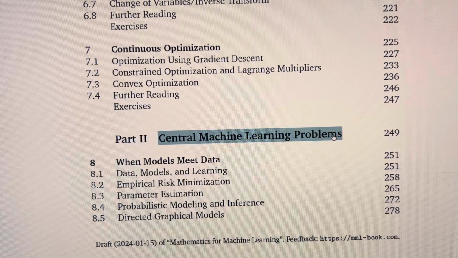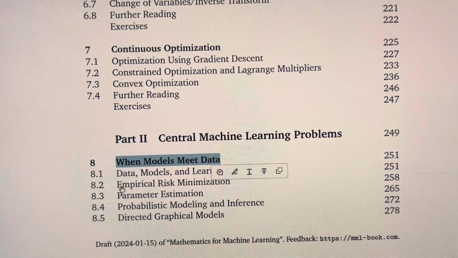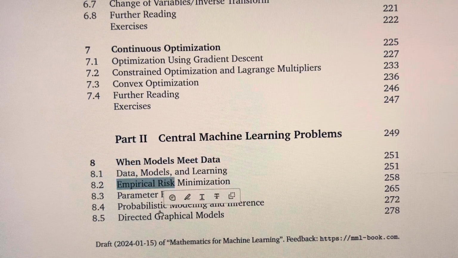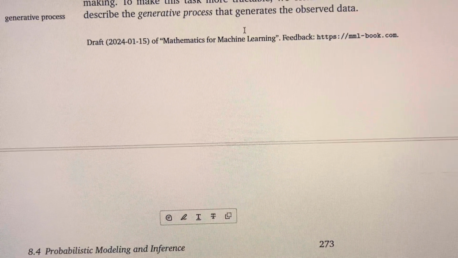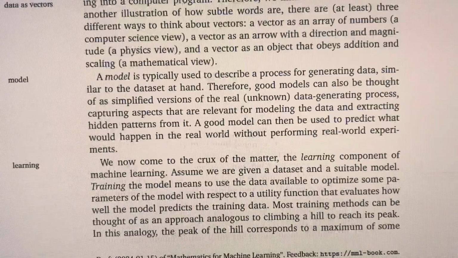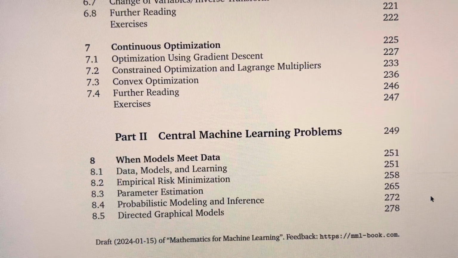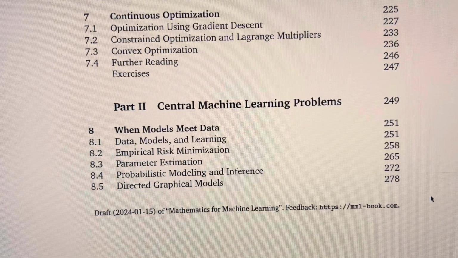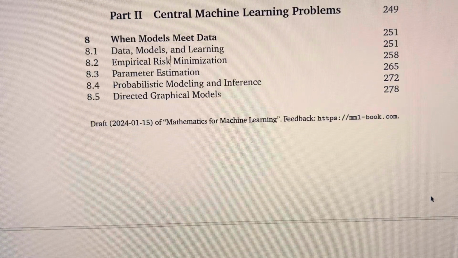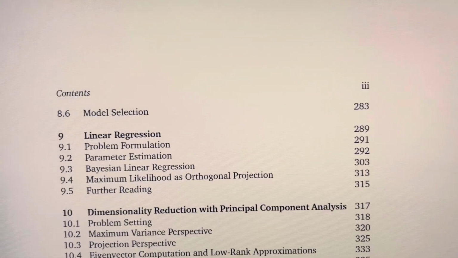So the central machine learning problems, it has chapters covering those. So when model meets data, empirical risk minimization, and then like again I clicked the same thing, probabilistic modeling and inference, and so on. Let me go back. Sorry about that again. Then here we cover some directed graphical models and so on. And move the camera again.